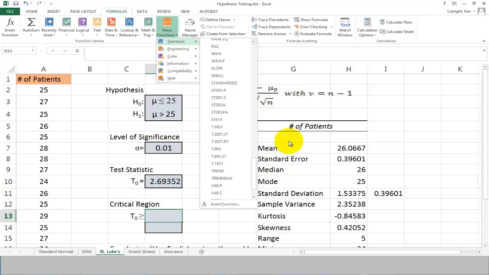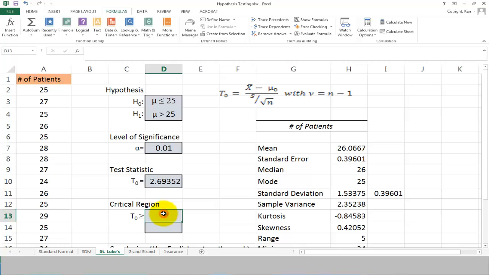The difference between those two is this. If you know a probability and you want to find the random variable, in this case t, you use the inverse function. If you know the random variable t but want to find the probability, you use the distribution function. So in this particular case, I want to use the inverse function because I know the probability that I want, the 0.01. I want to find the t value. So I'm going to go down here and I'm going to use the t dot inverse.